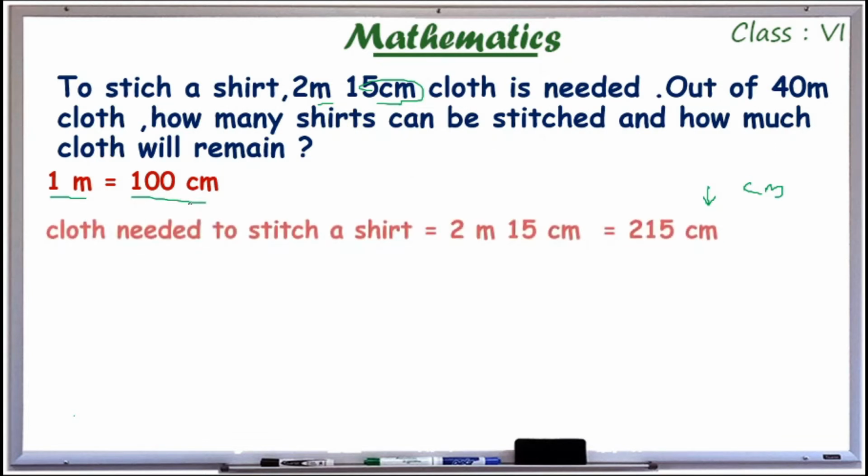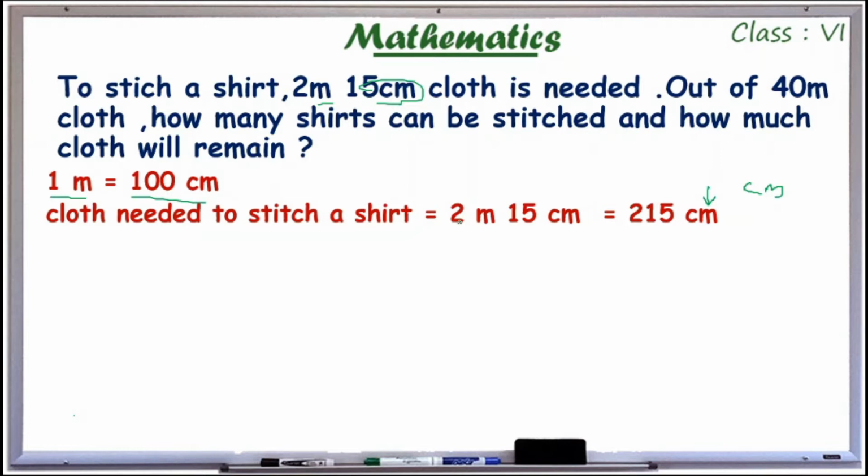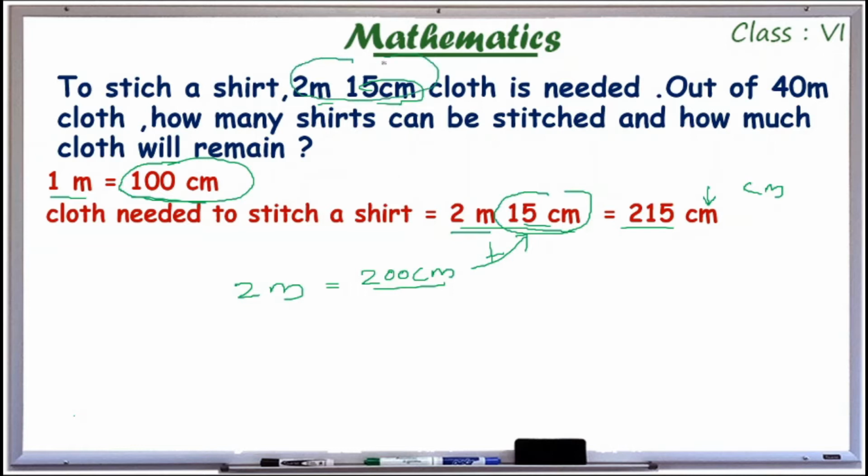Therefore, for 2 meter and 15 centimeter, 1 meter is equal to 100 centimeter. So 2 meter is equal to 200 centimeter, and also an additional 15 centimeter. So 200 centimeter and 15, the sum is 215. So 2 meter 15 centimeter can be written as 215 centimeter. So this meter is converted to centimeter as 200.